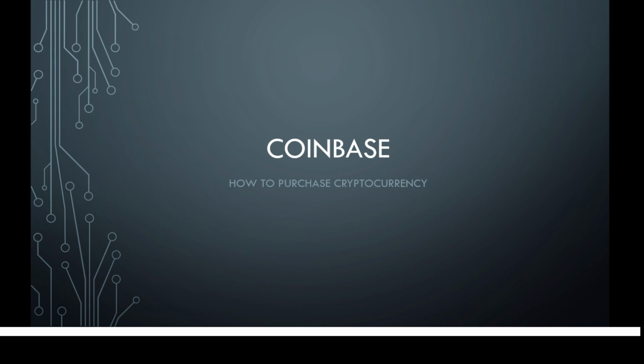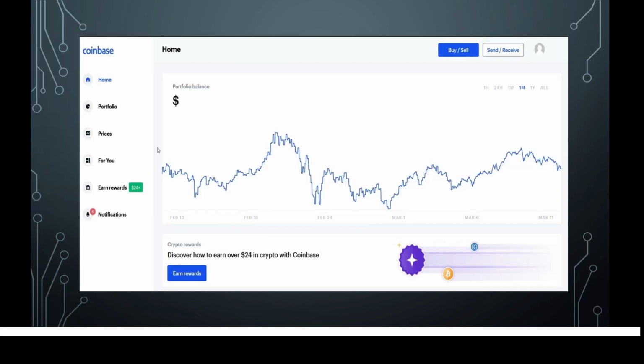In this video, we're just going to go over how to purchase cryptocurrencies. So let's go ahead and get started. Now, if you've gone through the whole verification process that we went through in the first video of setting your account up, it should drop you into your Coinbase account just like this. The first thing you're going to see is your portfolio balance. If you're new to investing or new to cryptocurrencies, period, it's going to show zero.